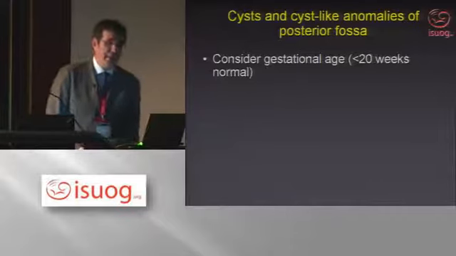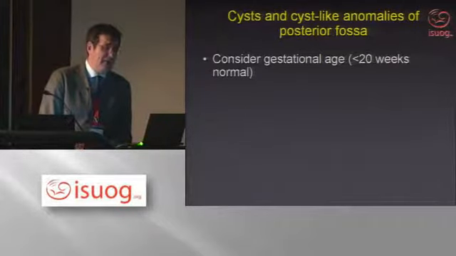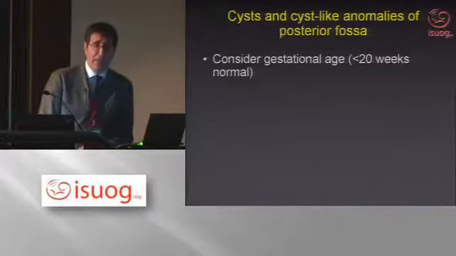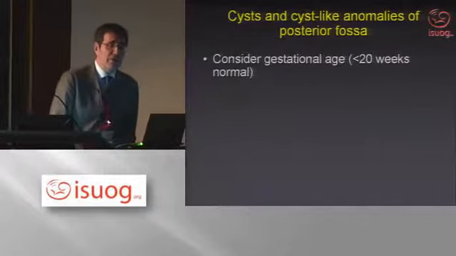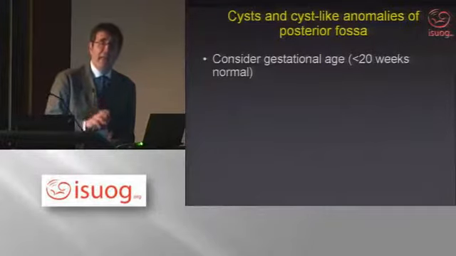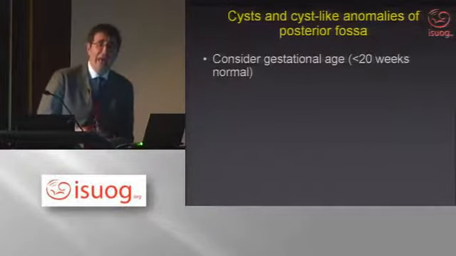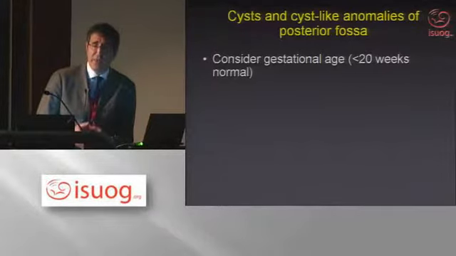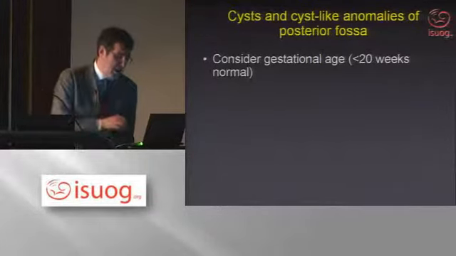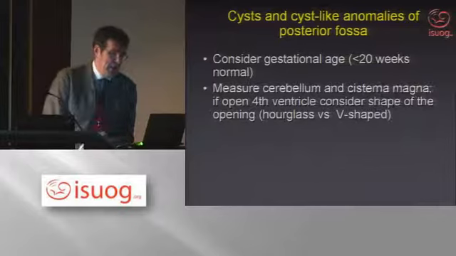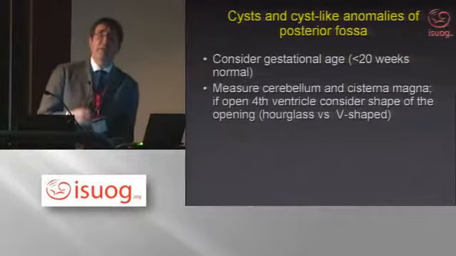To summarize, when you are evaluating one of these cases, first of all, consider gestational age. An open fourth ventricle prior to 20-week gestation is normal, so you should refrain from making a diagnosis of abnormality unless there are other abnormal findings, such as a gigantic posterior fossa, gigantic cisterna magna, or ventriculomegaly. You should not even consider the possibility of an abnormality.